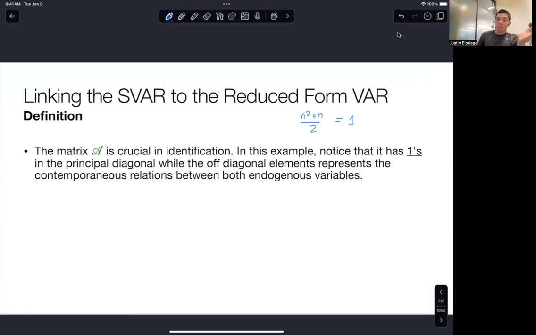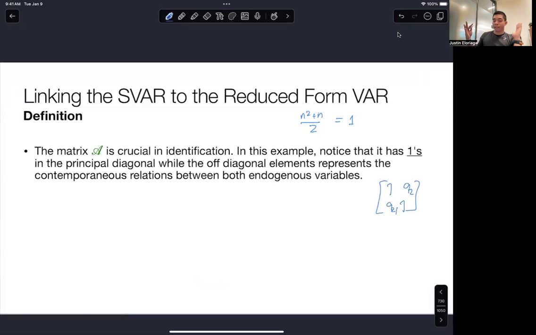So what do we have? Well, in this example, notice that it has ones in the principal diagonal, while the off-diagonal elements represent the contemporaneous correlations between the endogenous variables. So you have 1, 1, and then A1,2 and A2,1. Those are the contemporaneous correlations.